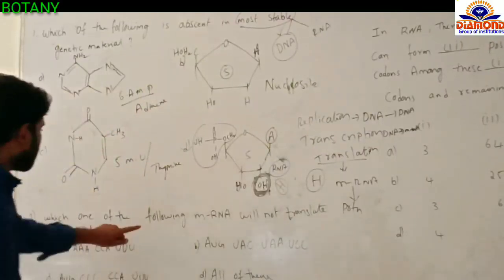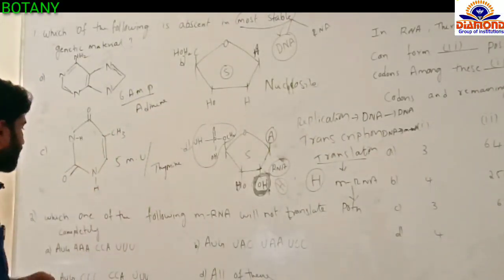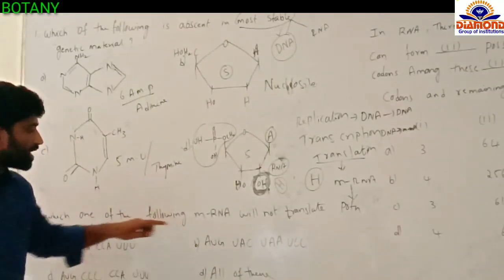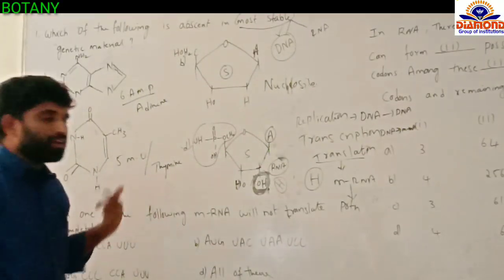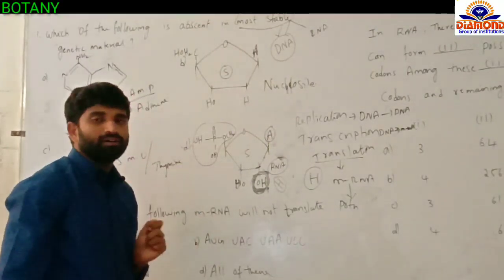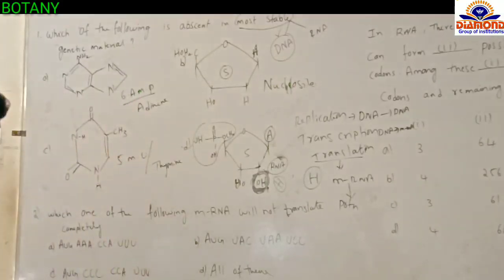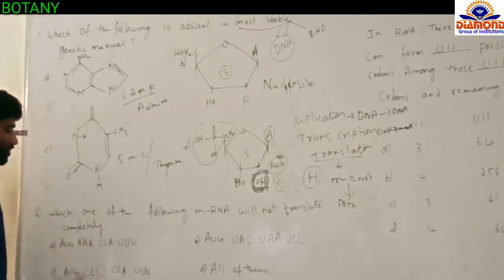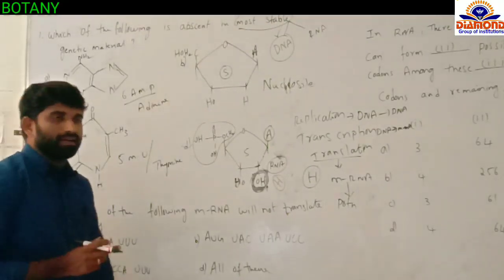So the question is: which one of the following mRNA will not translate completely? All the options are given as mRNA. Out of the options, which mRNA does not synthesize completely to protein? Options are given as option A: AUG, AAA, CCA and UUU. These are the codons present on the mRNA.